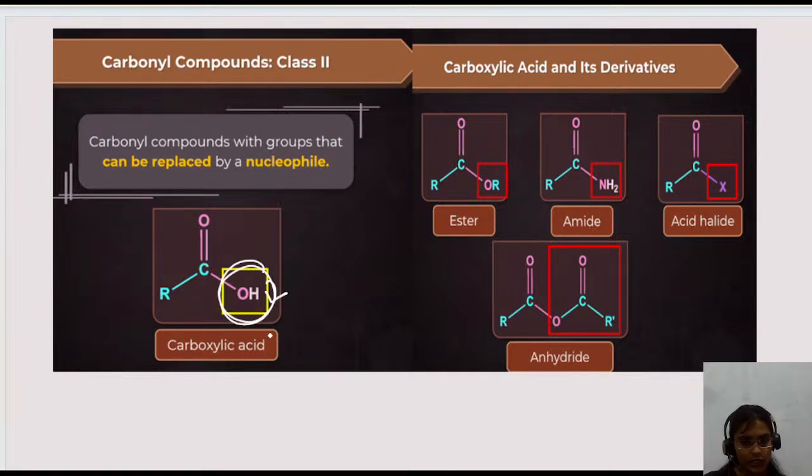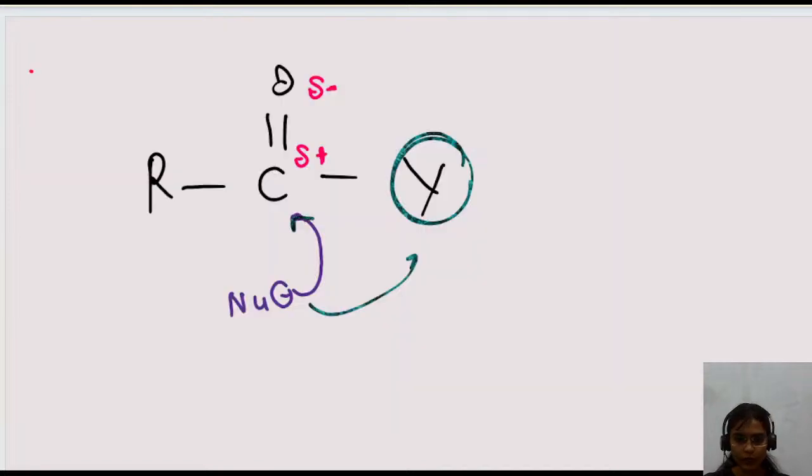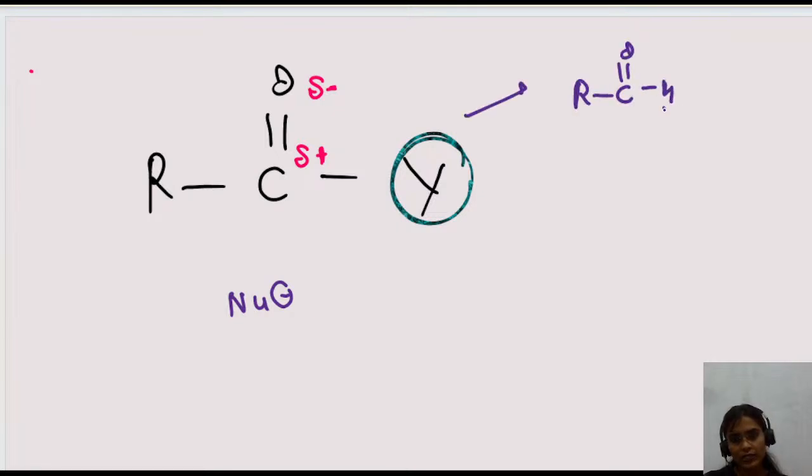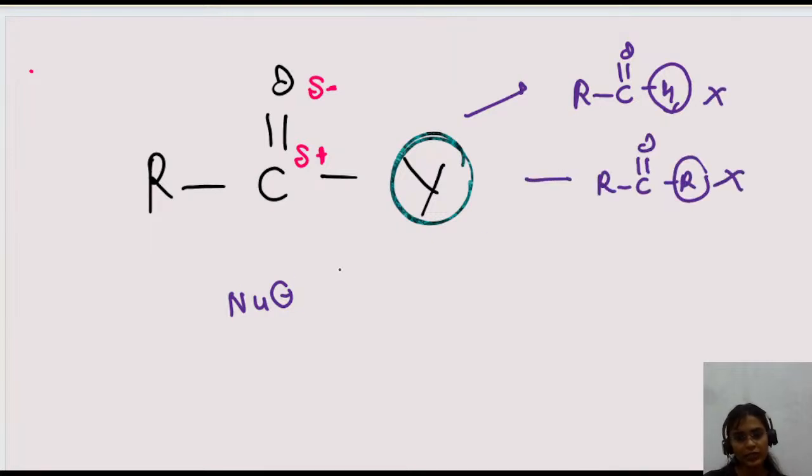So let's see the class number two, when this Y can be anything. If this is OH, it becomes carboxylic acid. So when the carbonyl compound is with the group that can be replaced by the nucleophile. Let me explain this point one more time. If this is H, the point number one, it is aldehyde. So it means this hydrogen can't be replaced by the nucleophile. Or the point number two, this is a ketone. This R is not replaced by the nucleophile.